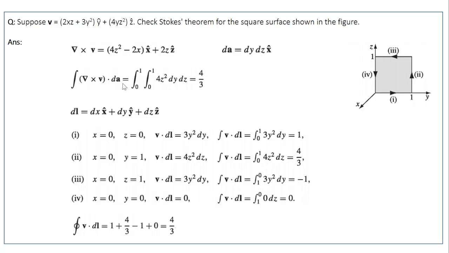Okay. Do the surface integral. So you have to do a double integral, one integral with respect to z, one integral with respect to y. The limits are from 0 to 1 for y and 0 to 1 for z. So the total value is 4 by 3.